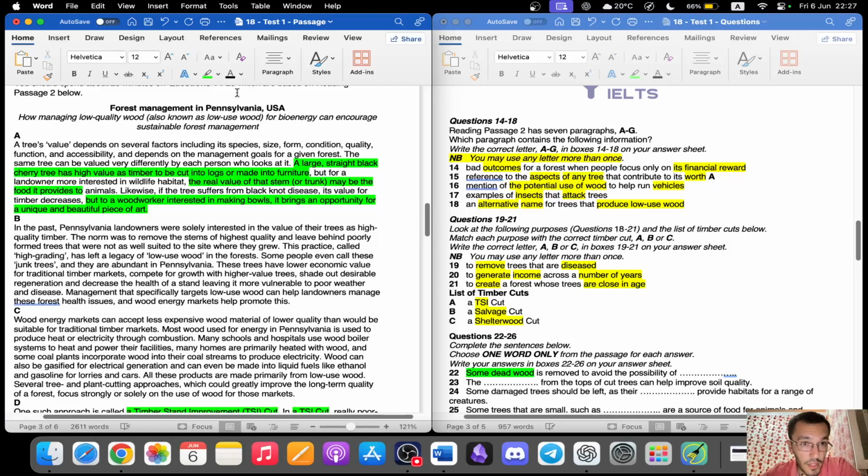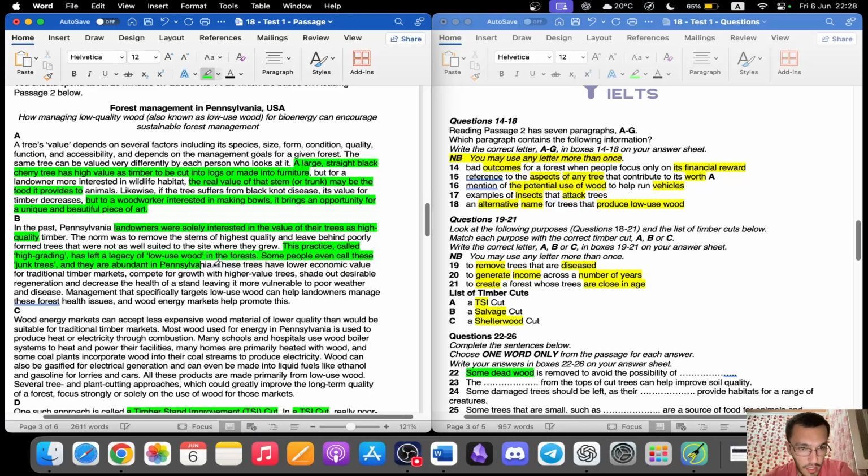Now, in the past, Pennsylvania landowners were solely interested in the value of the trees as high-quality timber. Okay, so the norm was to remove the stems of highest quality and leave behind poorly formed trees that were not as well suited to the site where they grew. This practice, called high grading, has left a legacy of low-use wood in the forest. Some people even call these junk trees, and they are abundant in Pennsylvania. So, excuse me, I'm gonna highlight this part actually. This part is giving an answer for question number. Whoops.